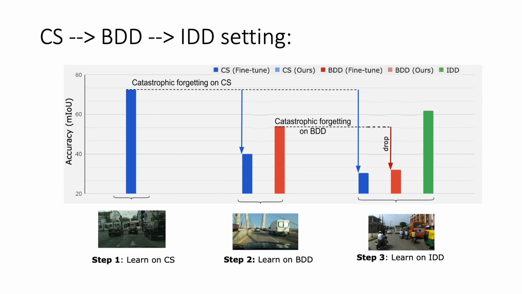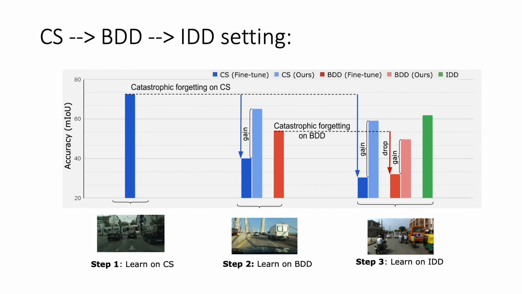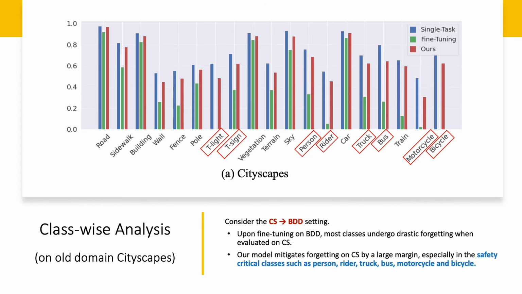Next, we show experiments on one of our settings. In the first step, the model is learned on Cityscapes. As the model is trained on a new domain, BDD, in step 2, the Cityscapes performance undergoes a drastic forgetting. Similarly, in step 3, when the model is learned on IDD, both Cityscapes and BDD performances undergo a severe drop. Our model is able to mitigate this forgetting by a significant margin.